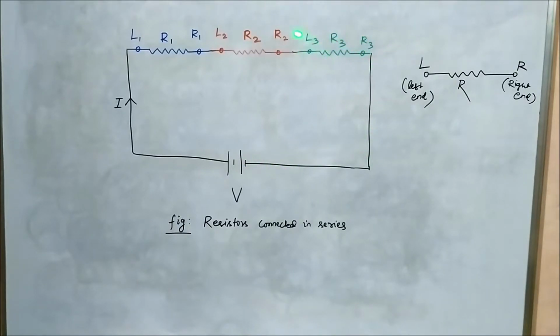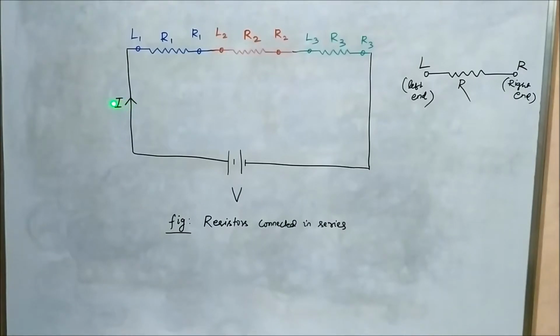So there is an end-to-end connection in each of the resistors. The right end of one resistor is connected to the left end of the next resistor. The right end of this resistor is connected to the left end of this resistor, the next resistor. So there is an end-to-end connection. So wherever you find end-to-end connection of resistors or any other impedance, let's say capacitance or inductors, you can say that they are connected in series. Okay, so they are connected in series.